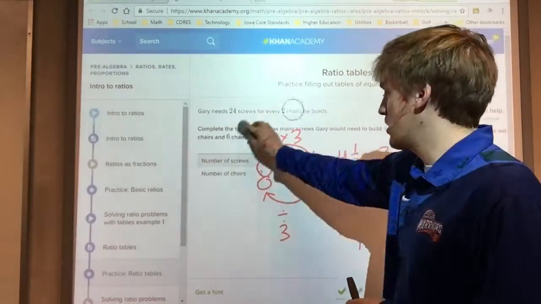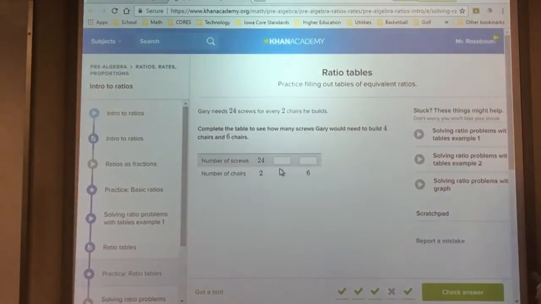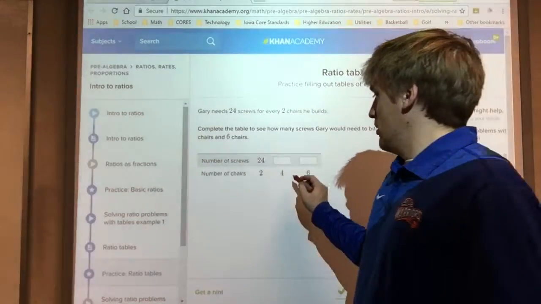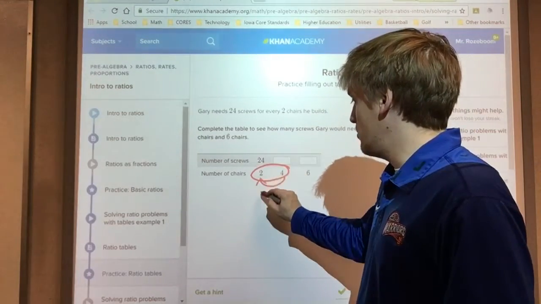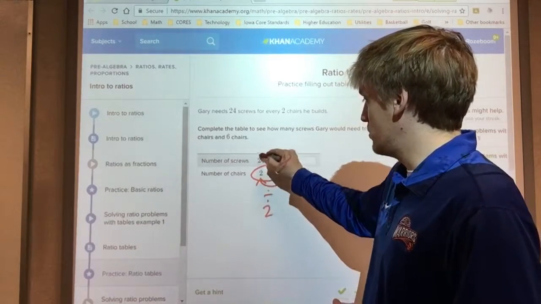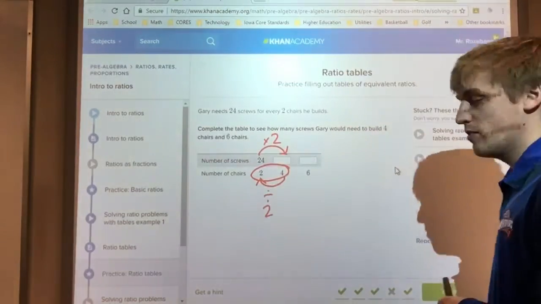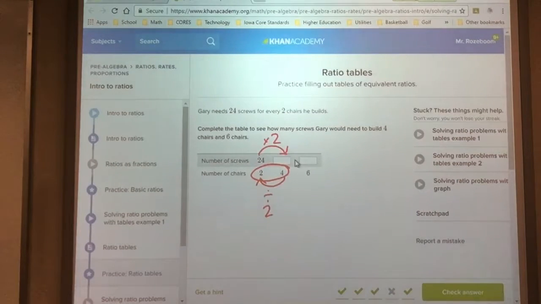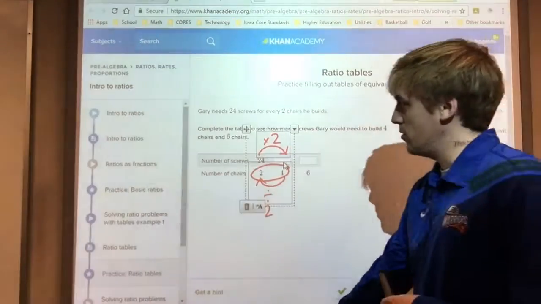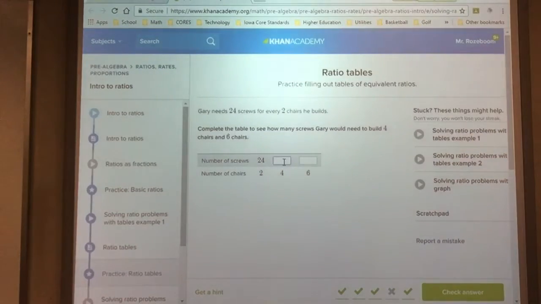Okay, let's try one more on Khan Academy. Use this. 4 divided by what gives me 2? 2. So I'm going to multiply 24 times 2, and that's going to give me 48. Let me erase this so I can type in that answer.